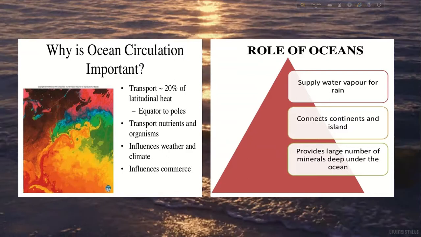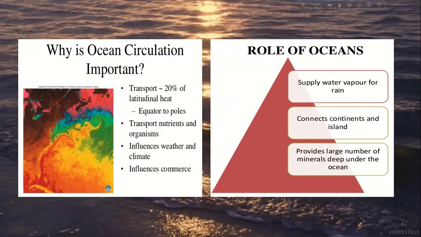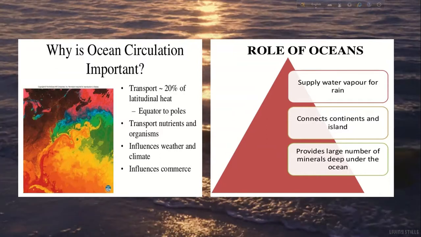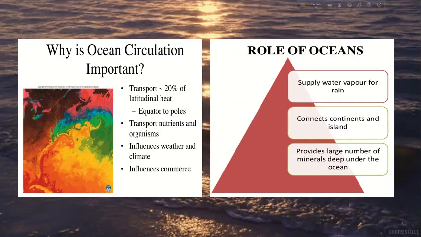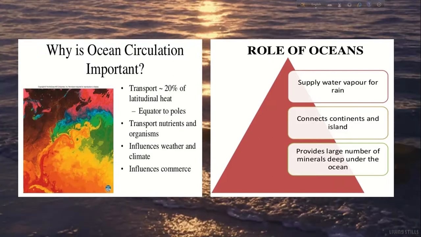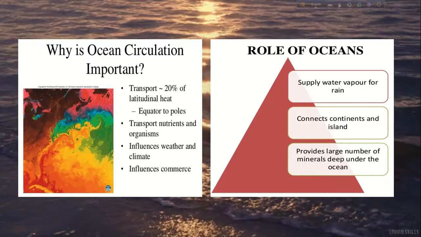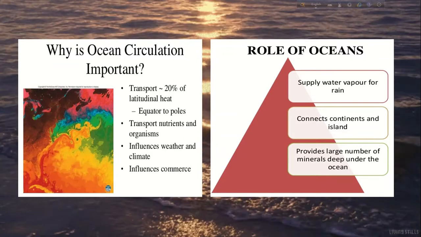Follow here, why is ocean circulation important? Because it transports 20% of latitudinal heat from the equator to the poles. It transports nutrients and organisms, and influences weather and climate patterns. It influences trade and commerce. So the role of oceans is enough. It also supplies the water vapor for rain. It connects continents and islands. It provides a large number of minerals deep under the ocean.